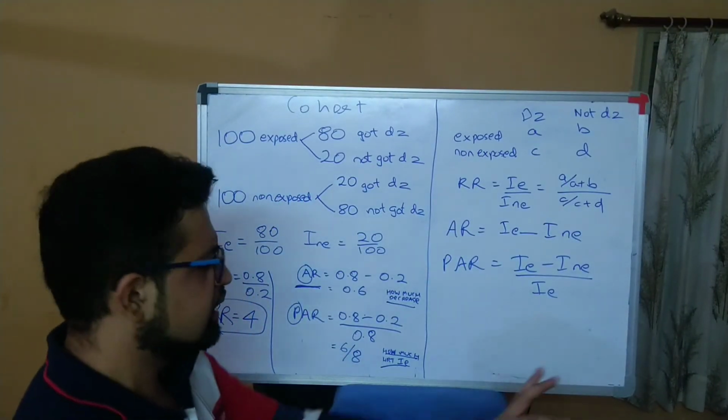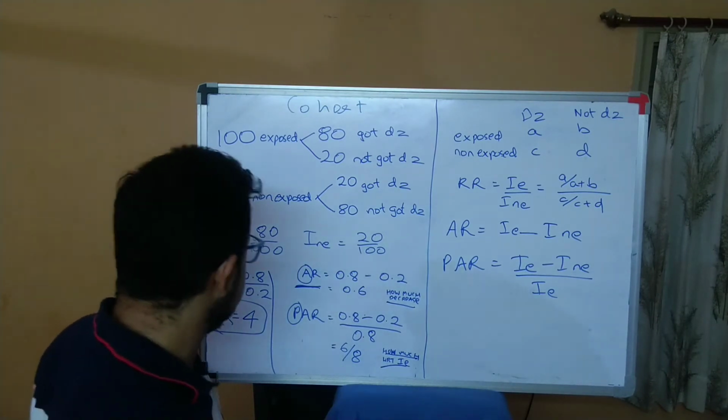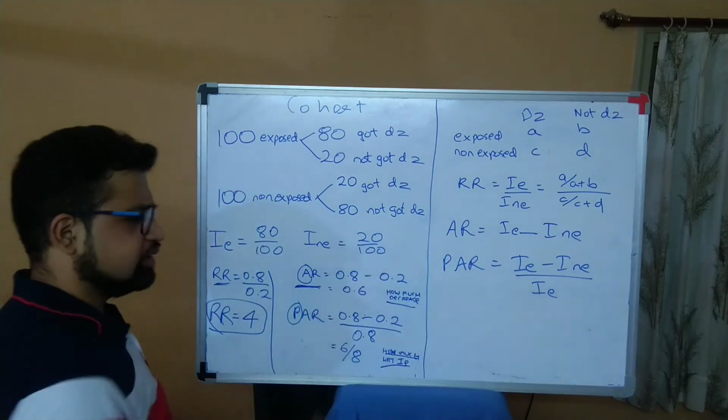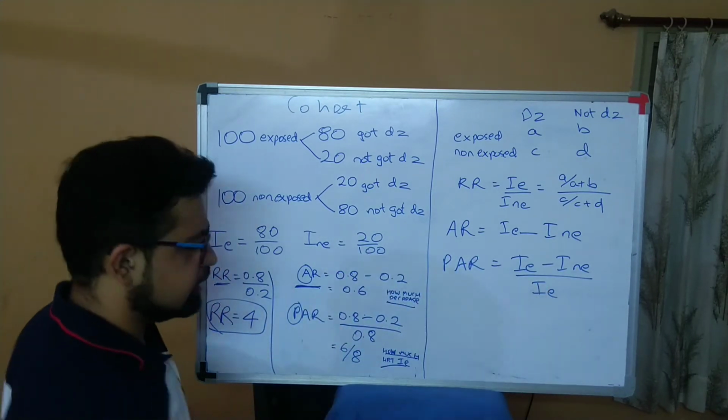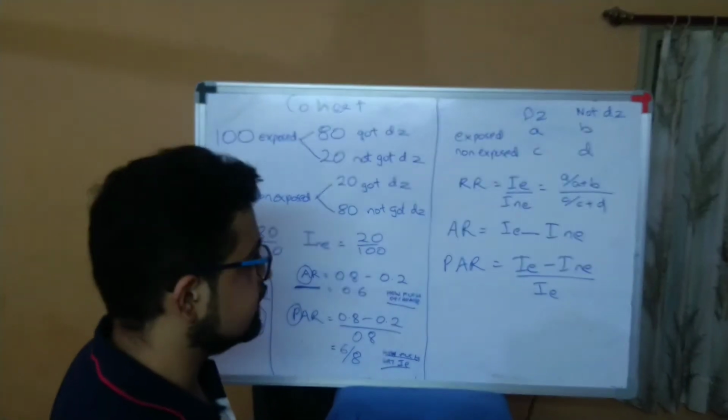Incidence is very simple. Incidence: how many got the disease out of the total exposed. Relative risk, a layman would answer: incidence in exposed divided by incidence in non-exposed. Attributable risk, the difference, absolute value, and proportional is with respect to incidence in exposed.